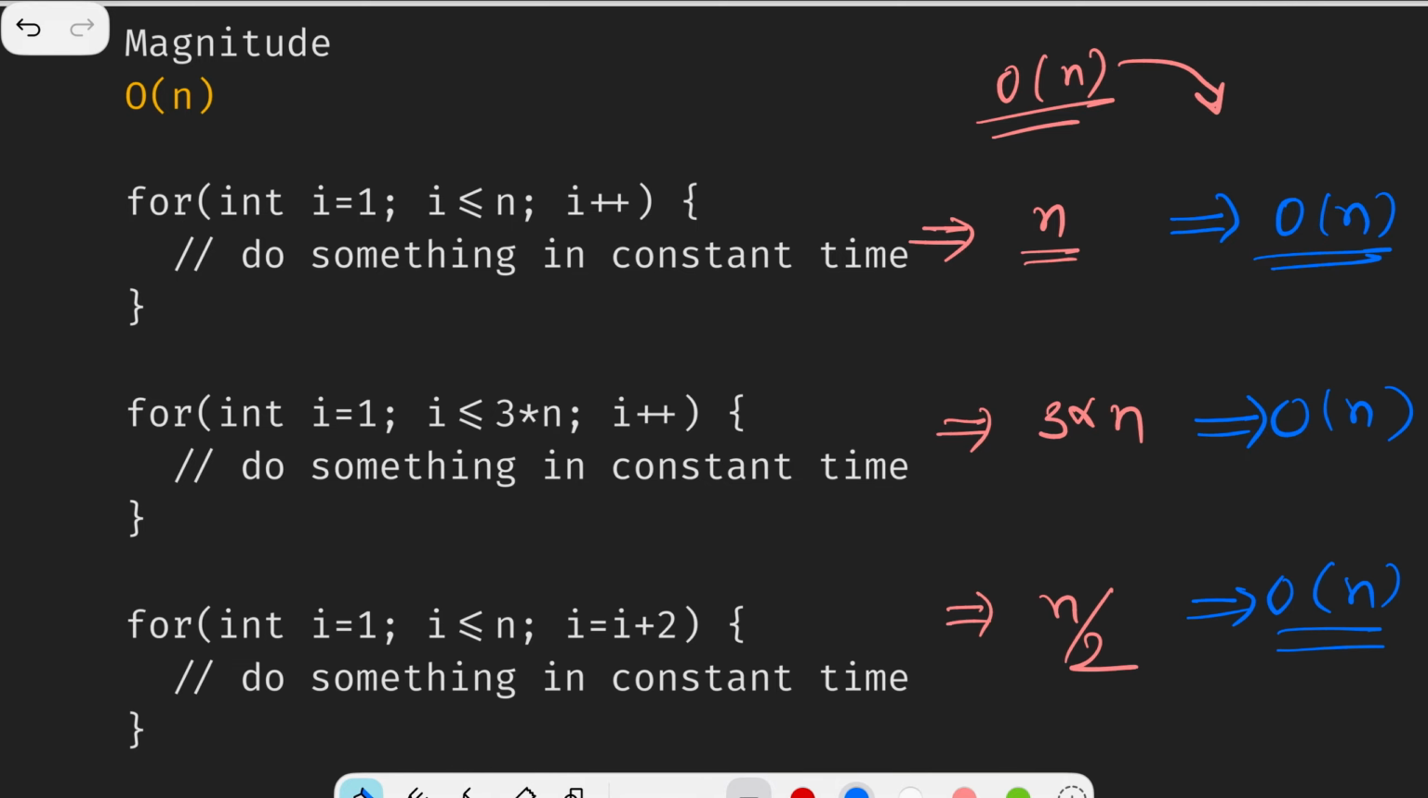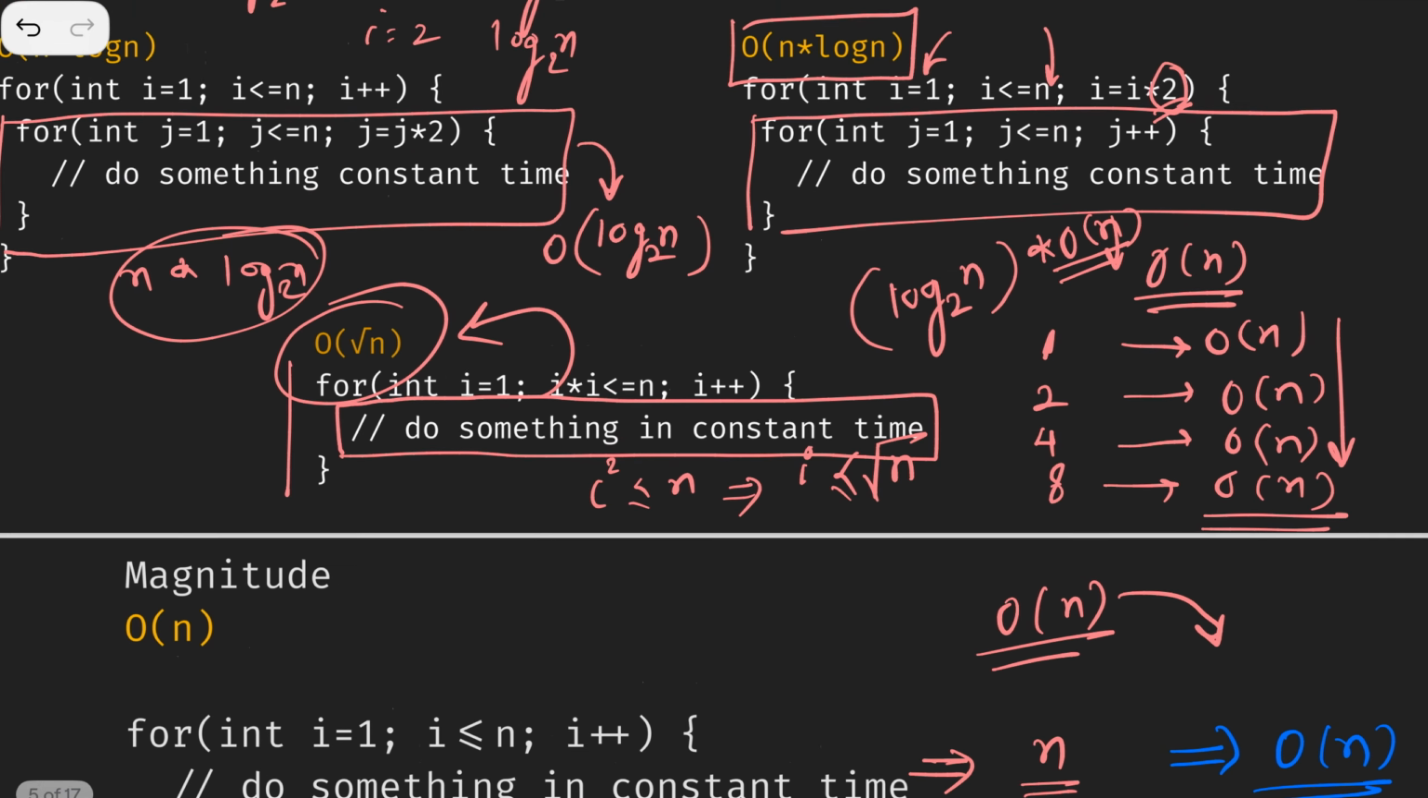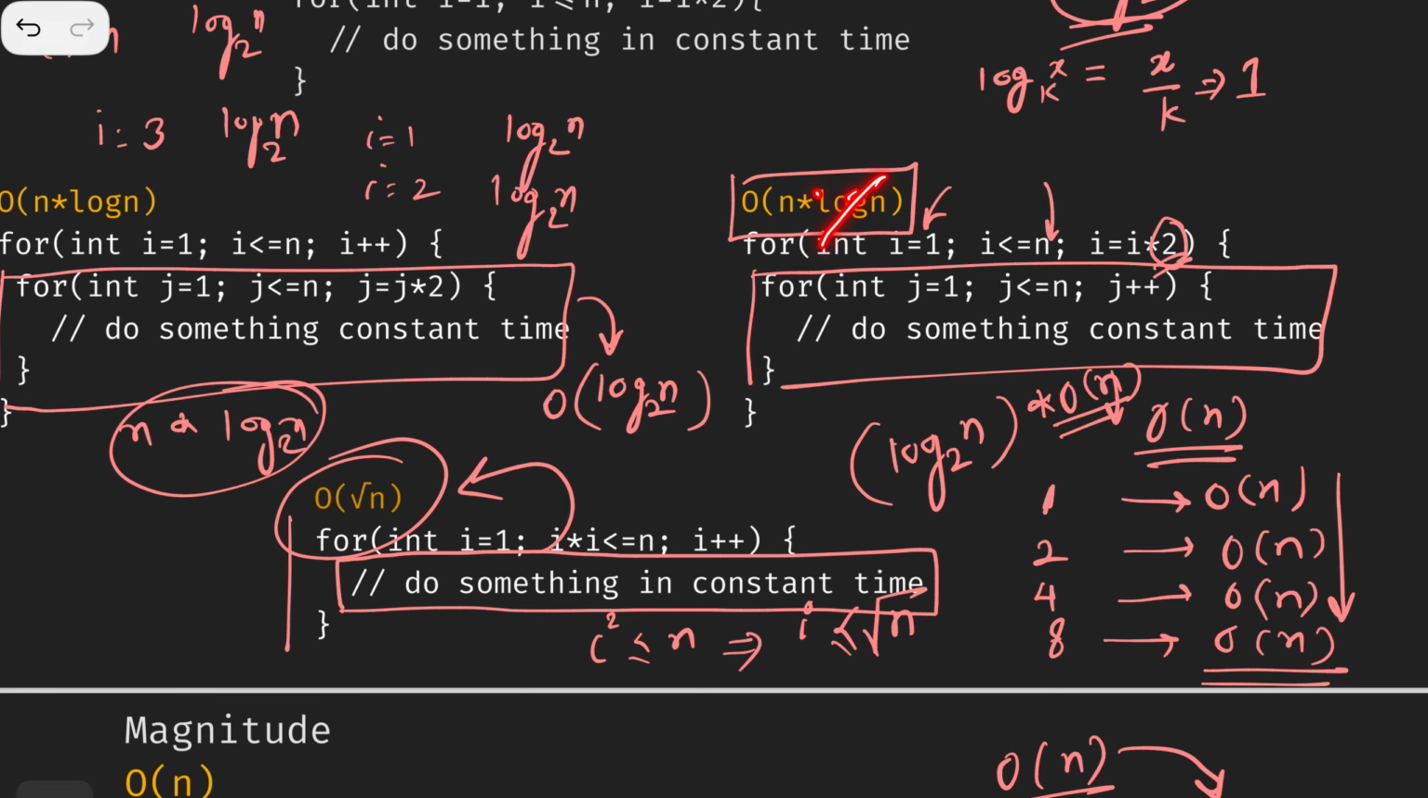Now you might be wondering, okay, we removed 3 here, we removed divide by 2 here, so why did we not remove this log n here? Why are we saying this is n log n? Why are we not saying this is just O of n? Right? When it is 3 into n, we say it's O of n. When it's n by 2, we say it's n. But when it's n log n, we are not saying it as n. We are still sticking with n log n.